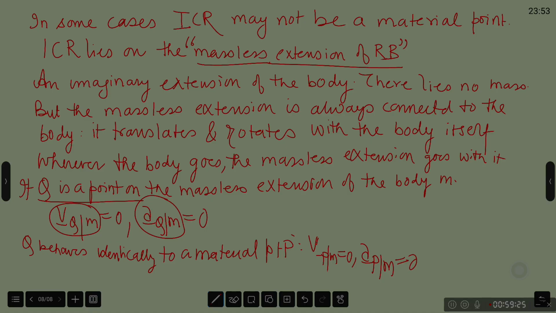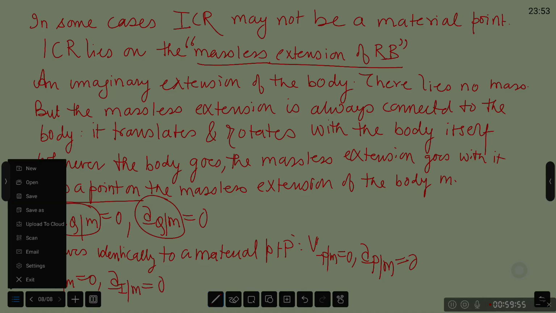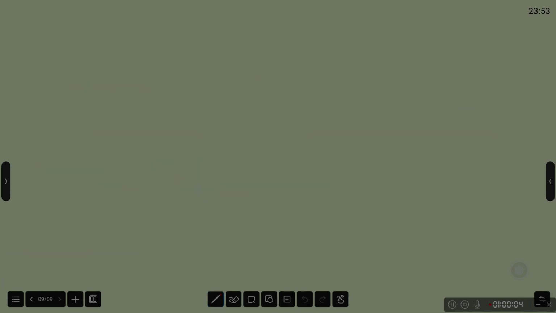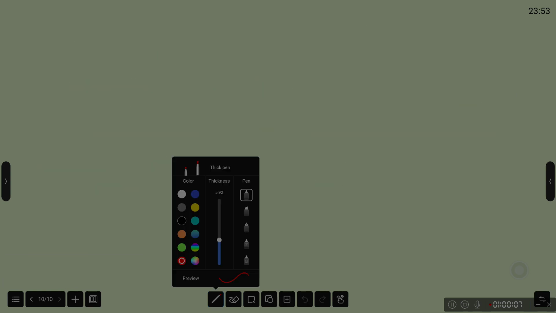So if ICR is found to be lying outside the material of the object or the RB, we say that ICR lies on the massless extension, which means that VICR with respect to M will always be 0 and A with respect to M will always be 0. Let me give an example of a situation, and that example will also help us understand what I really mean by massless extension. Suppose you have a ring.